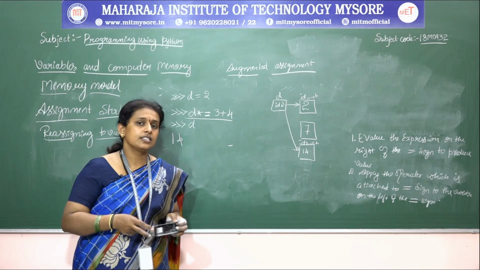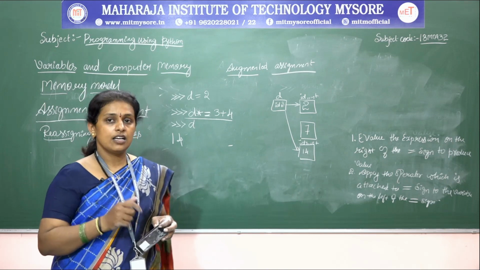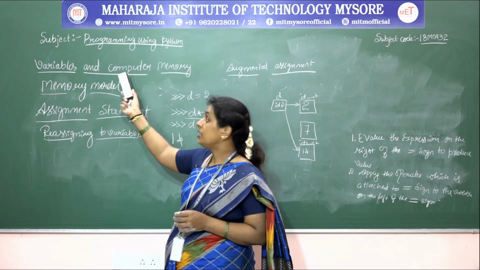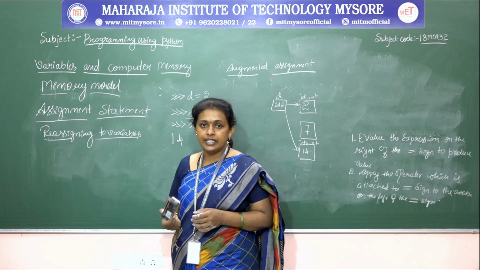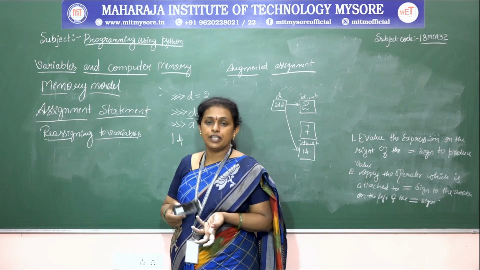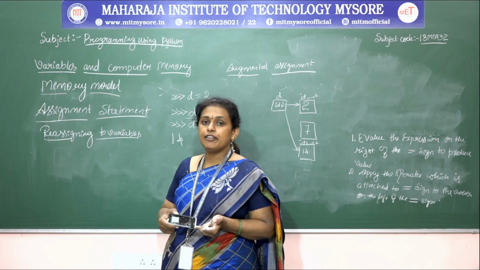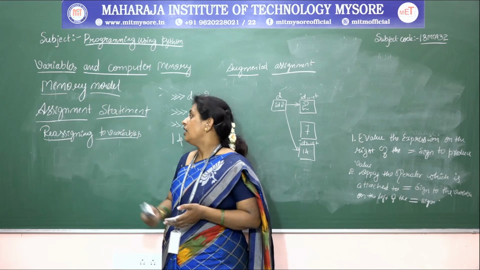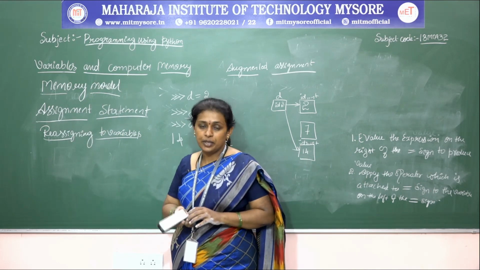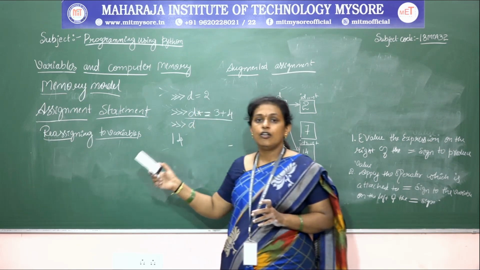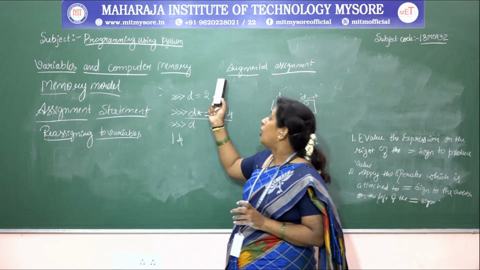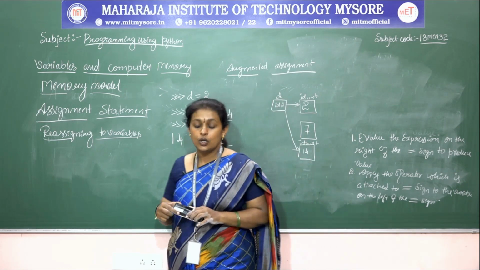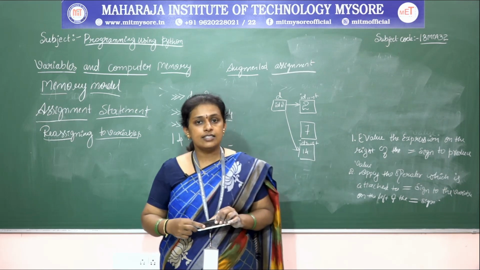Before ending this session, let us recall what we have learnt in this session. We started with variables and computer memory: how variables are created, what the criteria are to create a variable, and what names can be given to a variable. After that we learnt the memory model for a variable, assignment statements, reassigning a value to a variable, and augmented assignments in this session. So with this I am going to end this session.